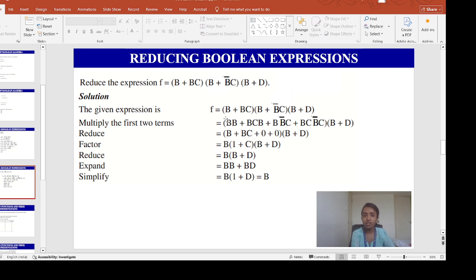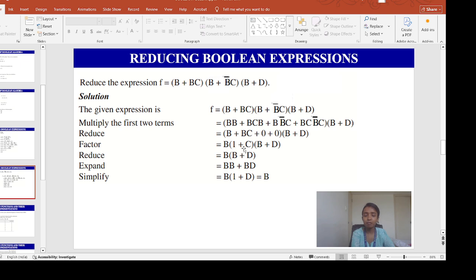So first you do the simple multiplication. B into (B dot B plus B bar C), simple multiplication we have done. Now B dot B is B, B dot B is again B, so B into C, this is B into B bar, that means 0, this is B into B bar, again 0, into B plus D. Okay, so B plus BC, if we take B common, we'll have 1 plus C into B plus D.